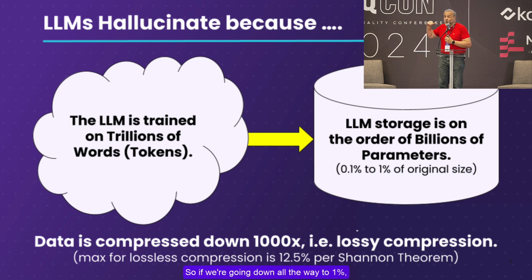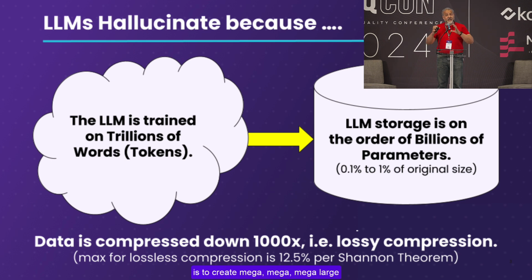So if we're going down all the way to 1%, then clearly we're way past the lossless compression threshold, and we will have loss. And that loss means that when the large language model is trying to decompress the information stored in its parameters, it will have to every now and then fill in the blanks, make up something to go there. And that filling in of the blanks, probabilistically, statistically, is what leads to hallucination. So in a nutshell, hallucination is intrinsic to large language models.